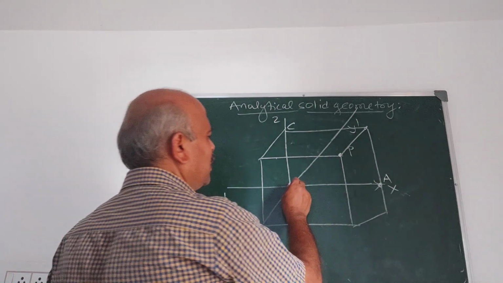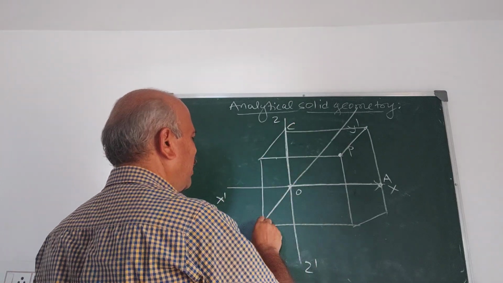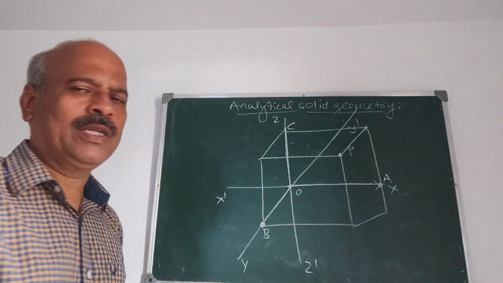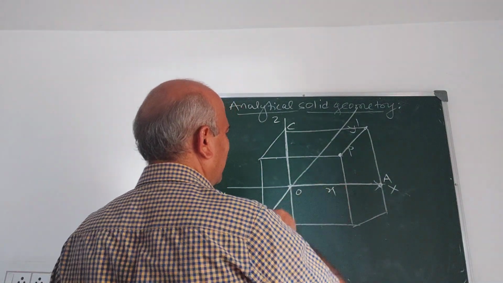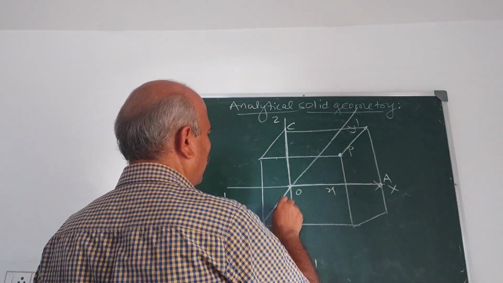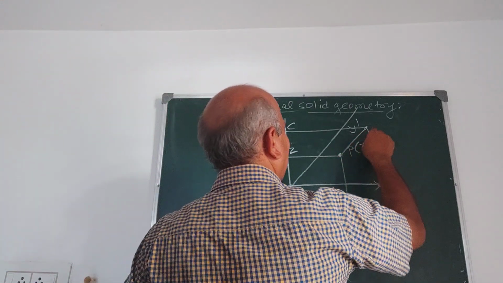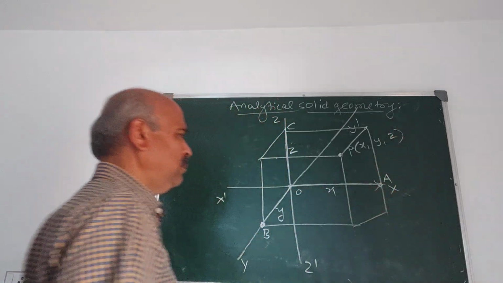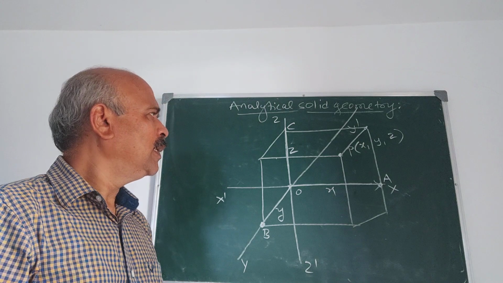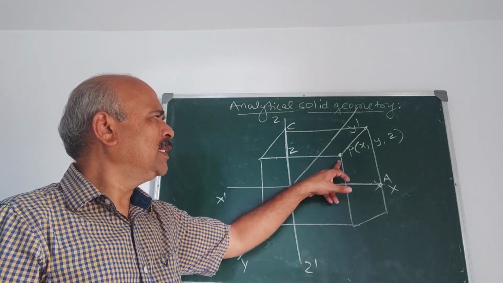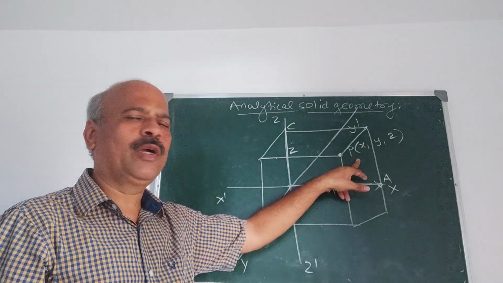And these distances OA, OC, OB are the coordinates of the point. This OA is called the x coordinate, OB is called the y coordinate, OC is called the z coordinate. And the coordinates are written as (x, y, z).